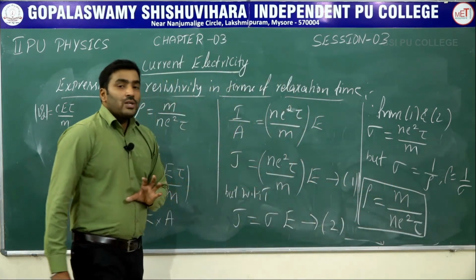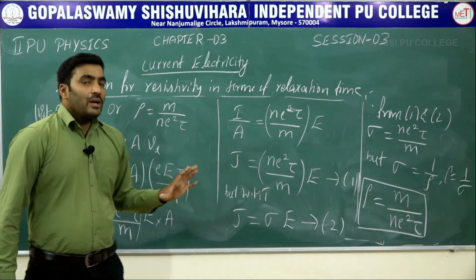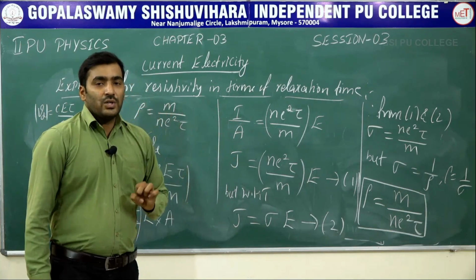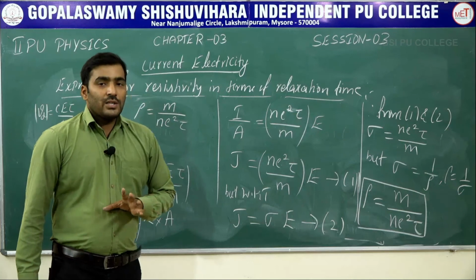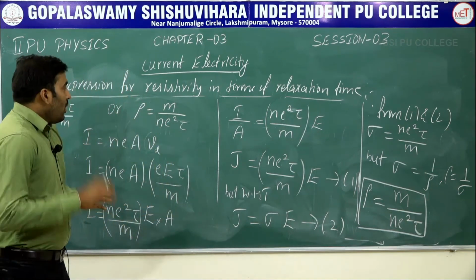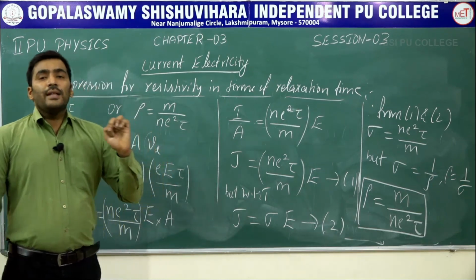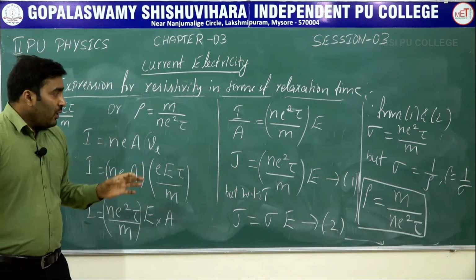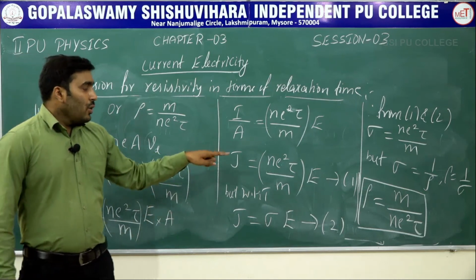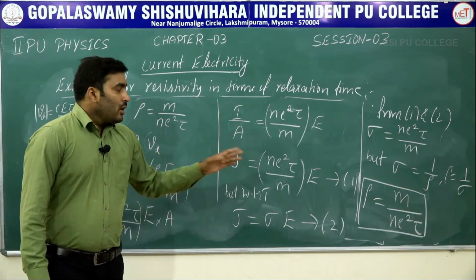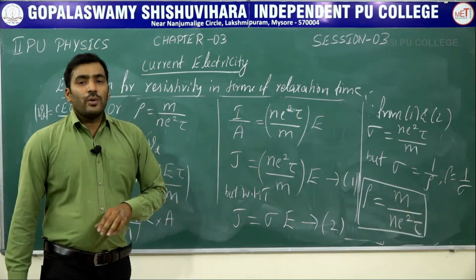This derivation is also an important one, because it is asked for 5 marks in your examination. How will they ask the question? Assuming the expression for drift velocity, derive rho is equal to m divided by n e square tau. Or simply they may give this equation: derive rho is equal to m divided by n e square tau.